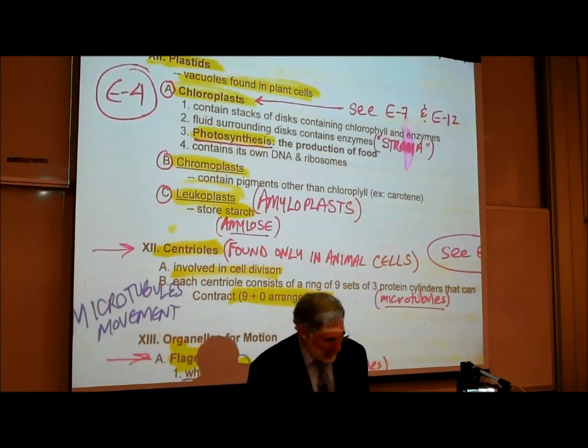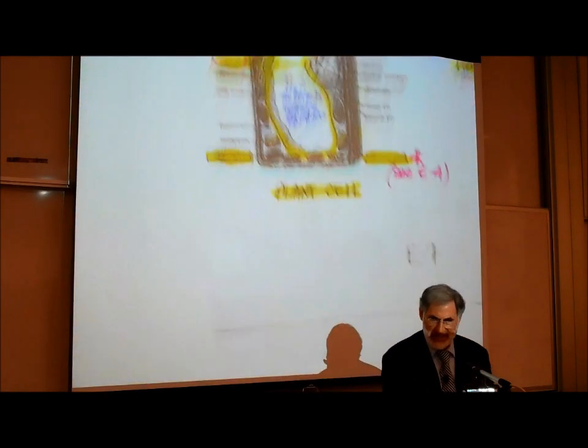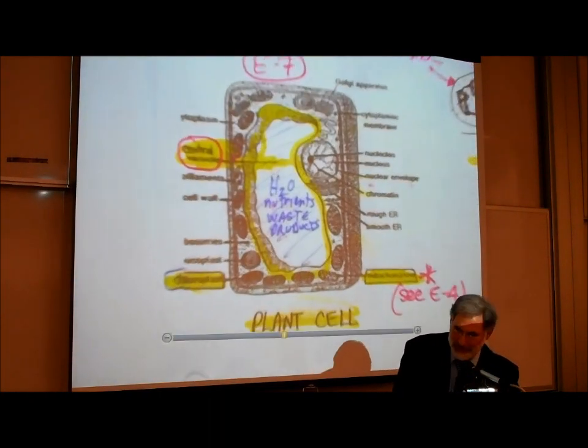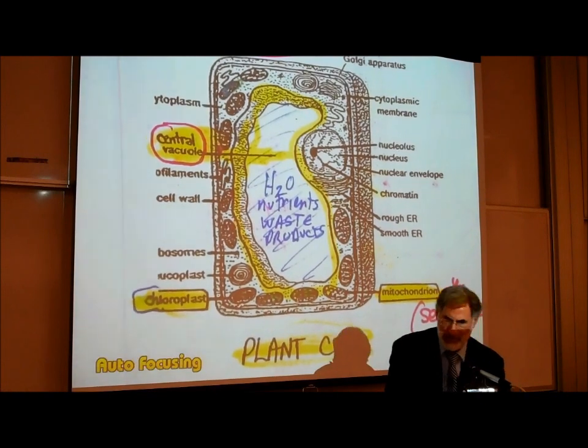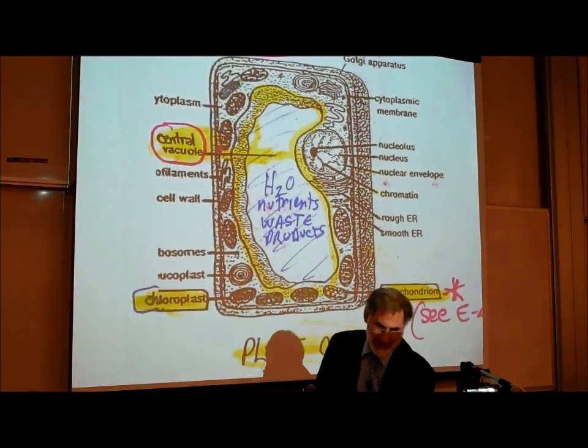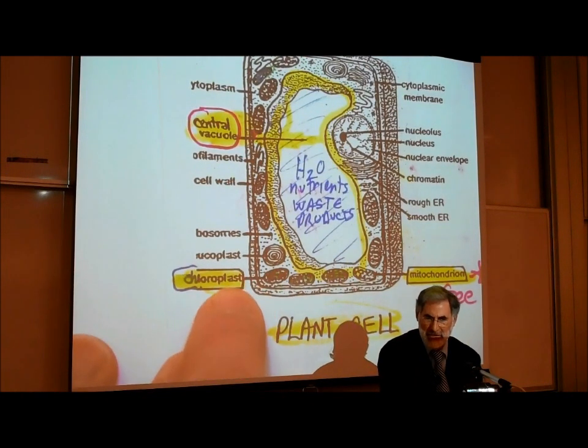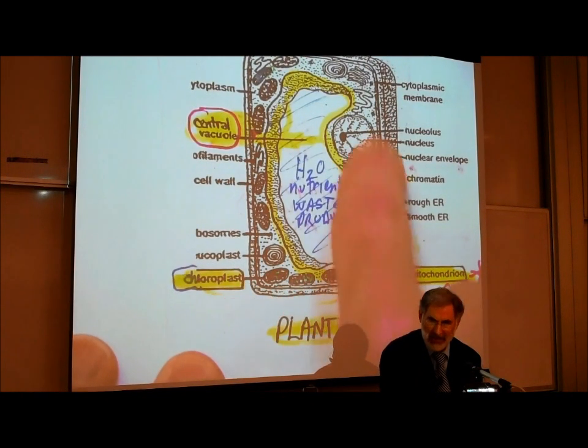We're going to take a look at E7. So let's look on E7. On page E7, on the bottom left, here's our plant cell. I'm being purposely redundant. And so here's our plant cell, and I just want to draw your attention to the fact that there are these green chloroplasts.